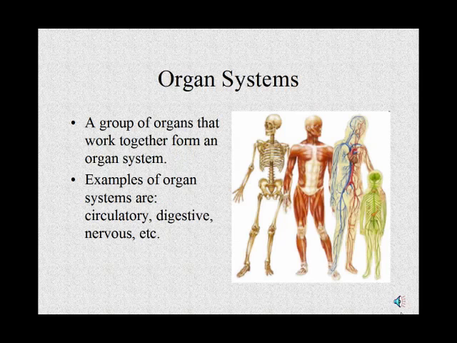Now those organs are going to work together and they're going to form an organ system. Some examples of organ systems are your circulatory, digestive, nervous, and there's other organ systems, and we're going to talk about those other body systems in the next set of notes.